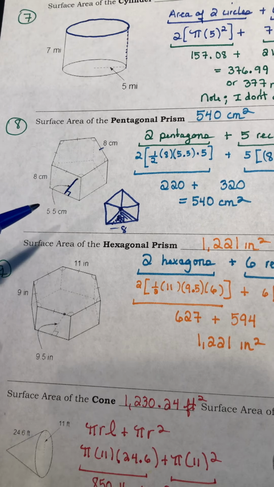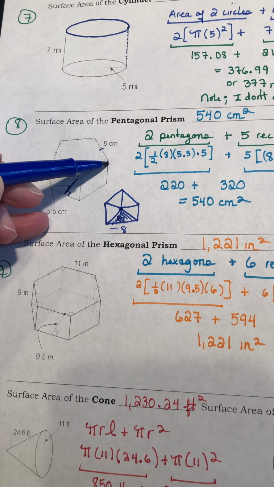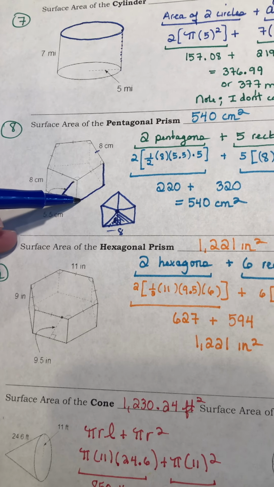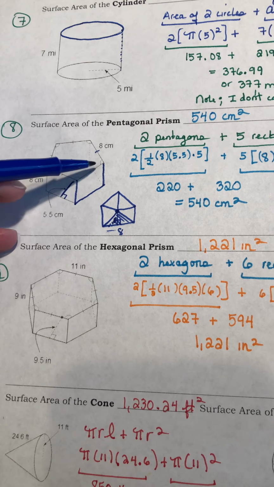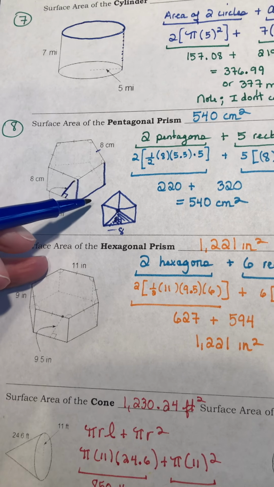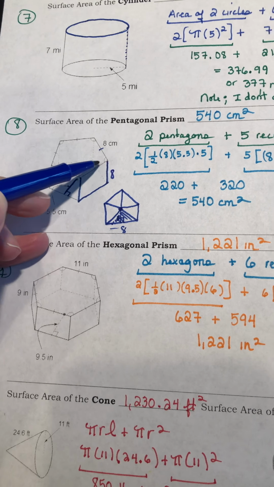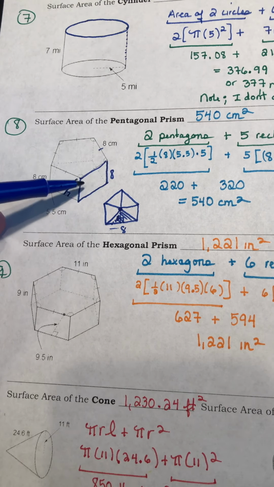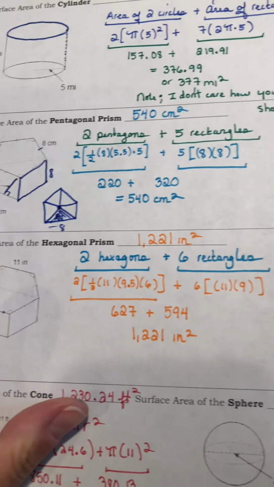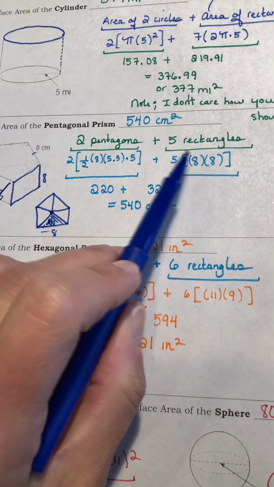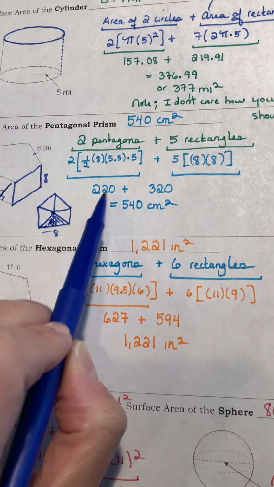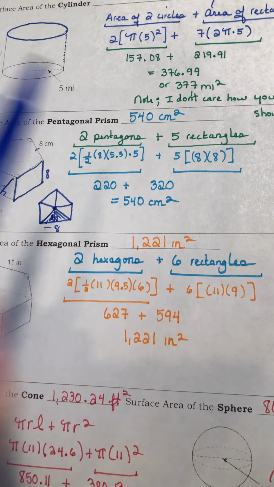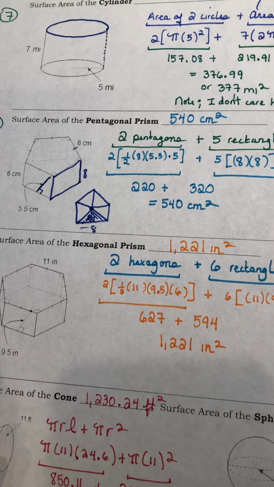Then I have to think, what are the other shapes? Well, the other shapes seem like they are just rectangles. They look like rectangles, but upon closer inspection, the dimensions are 8 by 8, so they're technically squares. So I have 5 of these 8 by 8s, and I'm going to add that over here, 5 of the 8 by 8s. That gives me 320. 220 plus 320 is 540 centimeters squared. Notice again, in surface area, my units are centimeters squared.